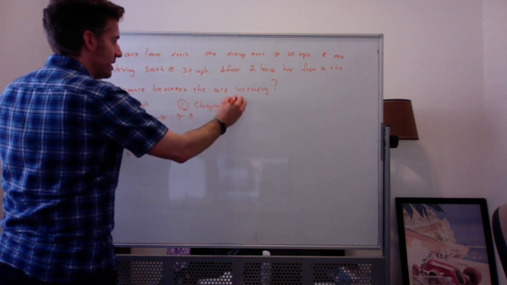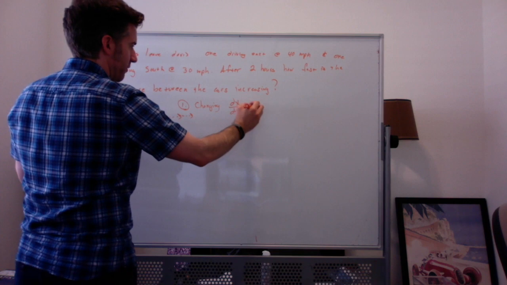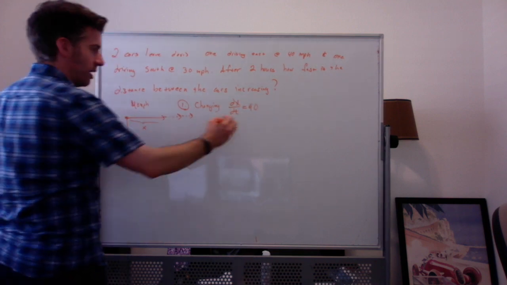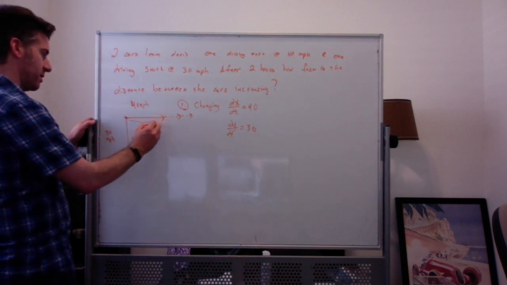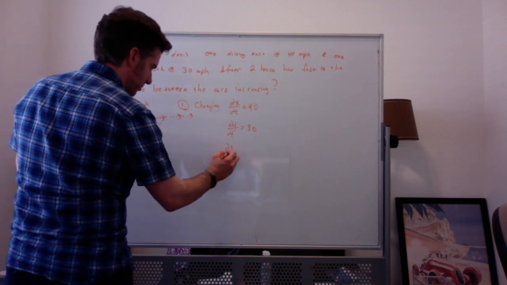So I know that dx/dt is 40 miles per hour. I'm just going to say 40. I know that dy/dt, y is also increasing at 30 miles per hour. And I want to know how fast the distance between them, which I'm going to call s, is changing.